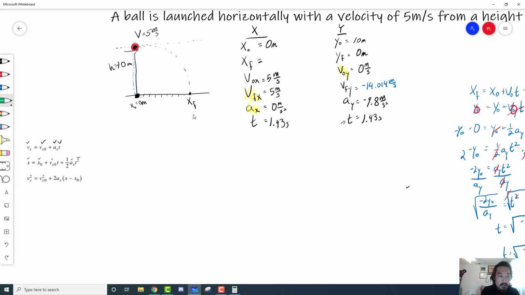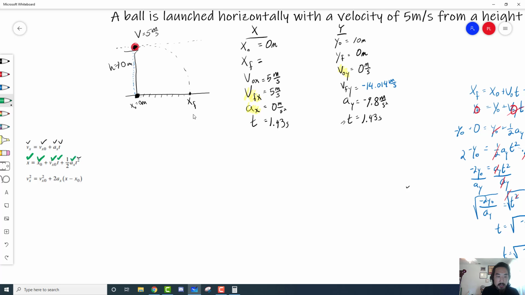Let's do this in green. So we want to know the final x position. So I'm going to go to my table. This equation doesn't even have final x position, so I can't use that. Okay, final x position, check. Initial x position, check. Initial x velocity, check. Time, check.